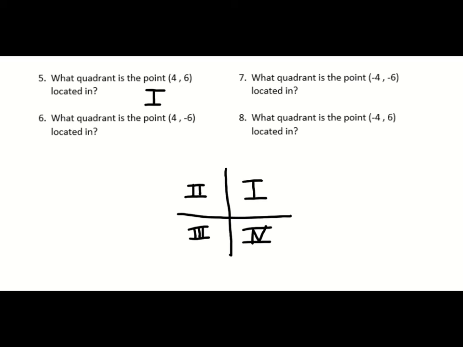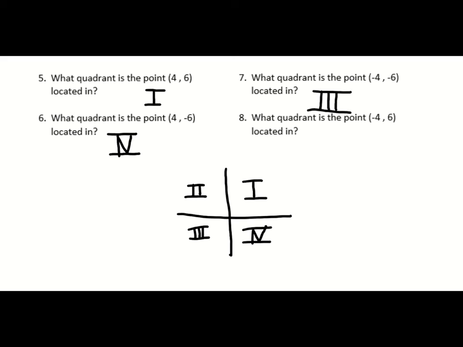For number 7, what quadrant is the point -4, -6 in? So again, think about starting at your origin. We have to go negative, which is left, then negative, which is down. So we would be in quadrant 3.